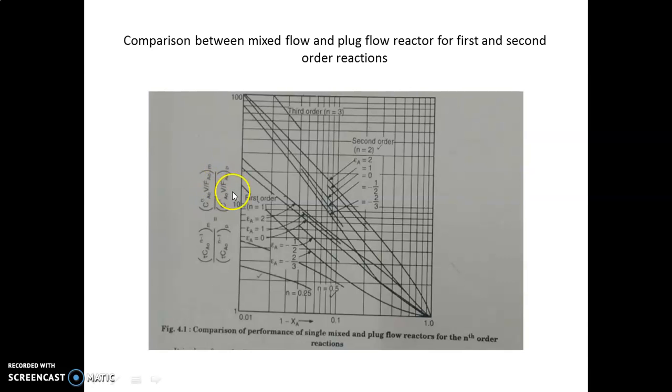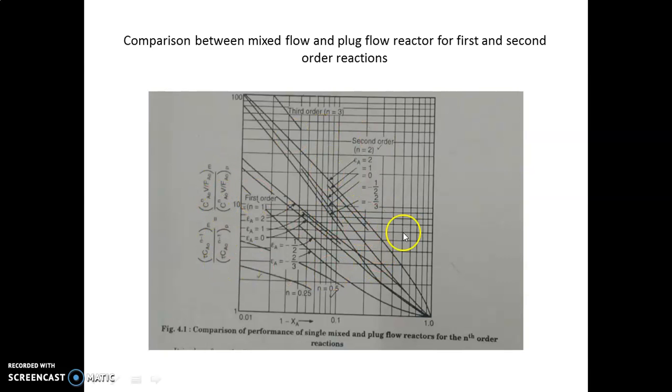So here if we put the value of CA0, FA0 the same for both cases, then this equation becomes Vm by Vp. That means it is a size ratio or volume ratio. Or if we put the value of CA0 the same in both cases, then this equation becomes tau m divided by tau p. So it is a ratio of the space time of the mixed flow reactor to the space time of the plug flow reactor.